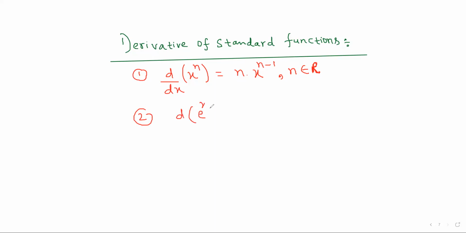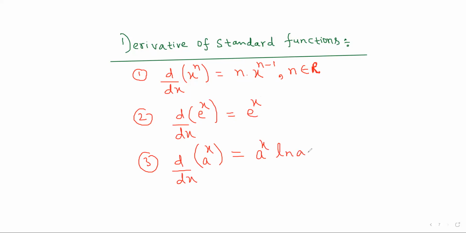The second formula is the differentiation of a to the power x with respect to x. That is a very important formula which is useful for you. Differentiation of a to the power x with respect to x is equal to a to the power x ln a. Okay, and beta, the condition is that a should always be positive.